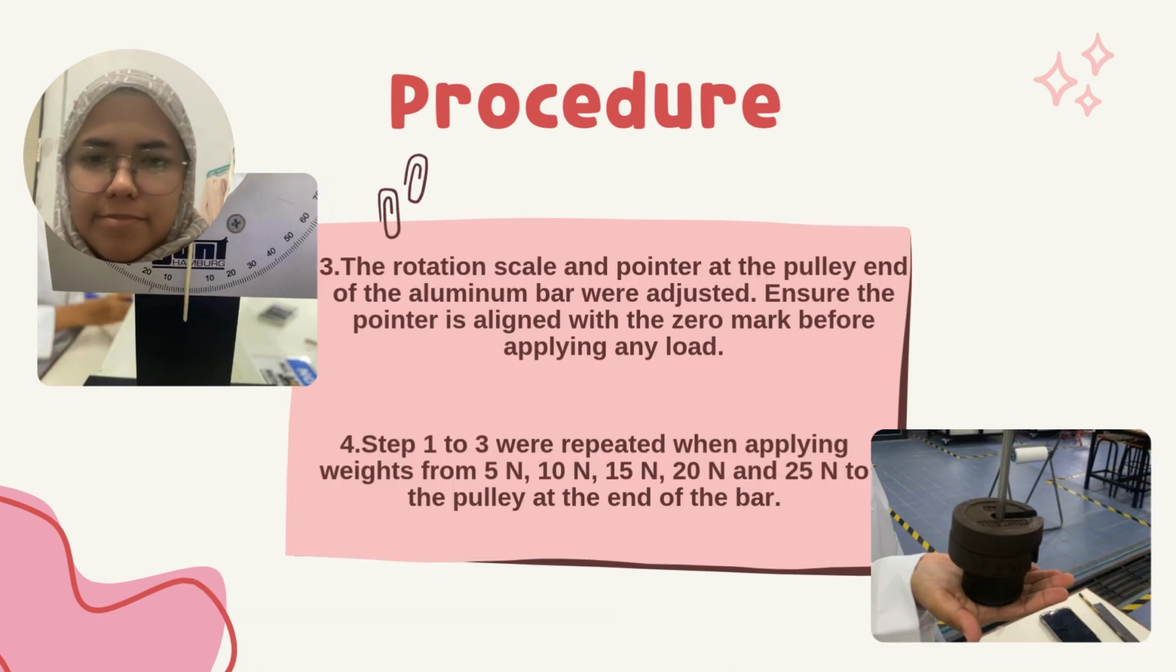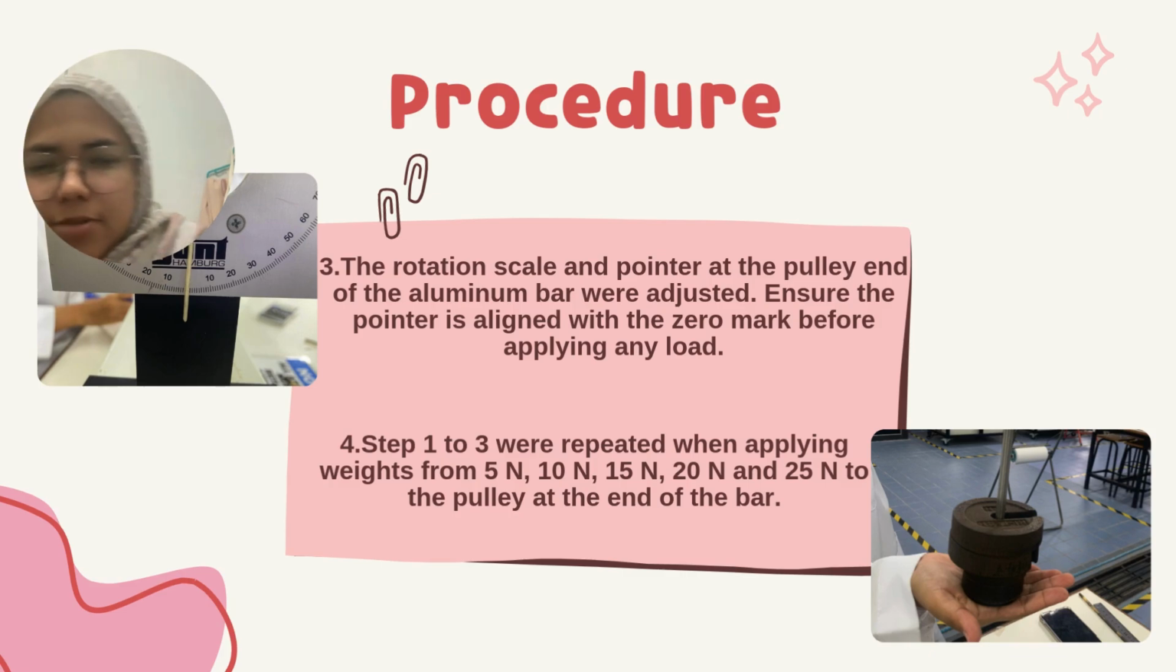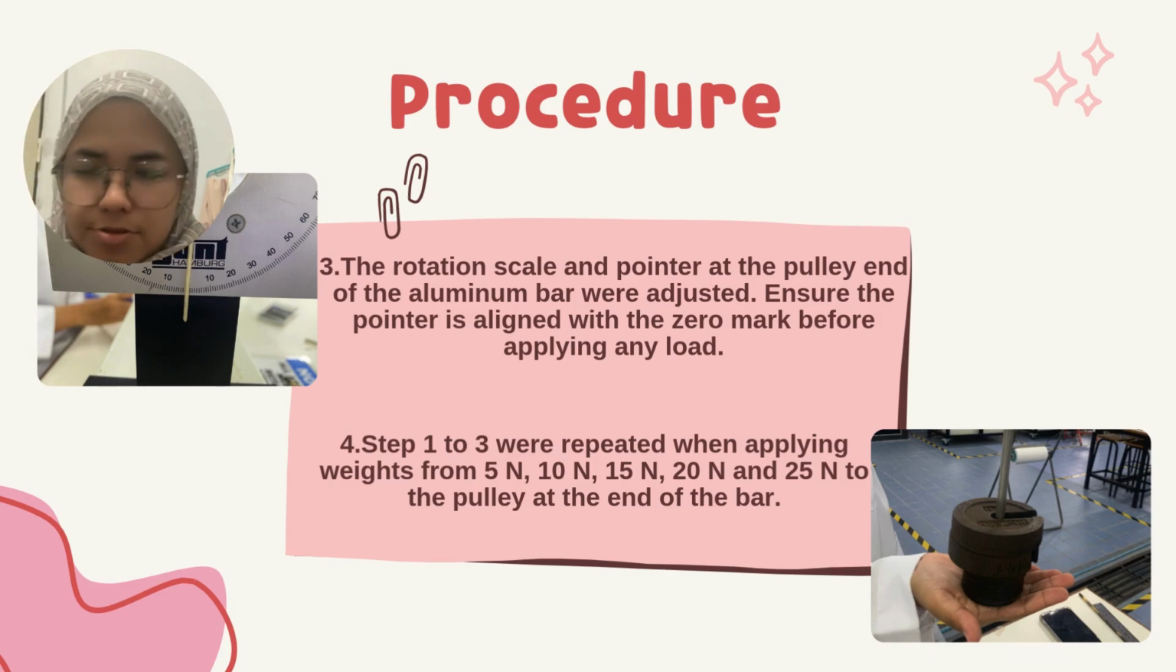For the third step, the rotation scale and pointer at the pulley end of the aluminium bar were adjusted. Ensure the pointer is aligned with the zero mark before applying any load, so we will get the actual angle of twist. And for the fourth step, Steps 1 to 3 were repeated when applying weights from 5 Newton, 10 Newton, 15, 20 and 25 Newton to the pulley at the end of the bar.